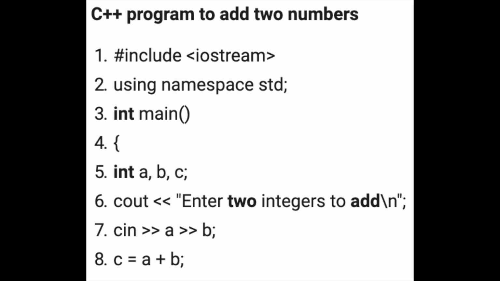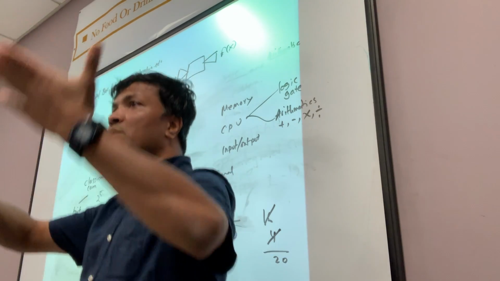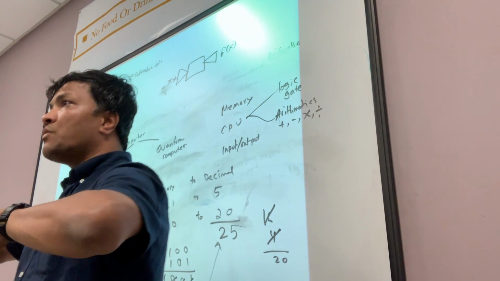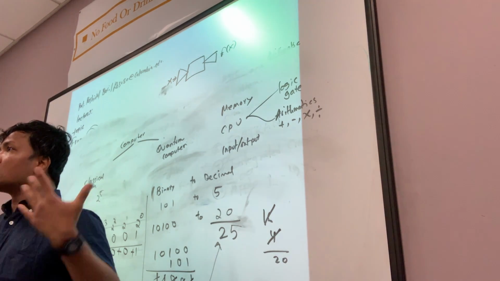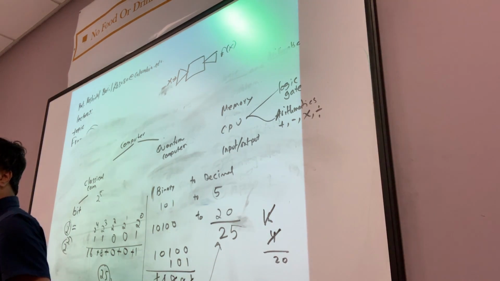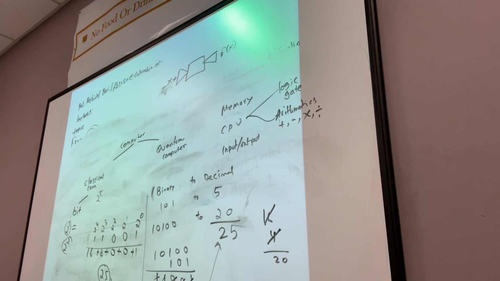And then the computer will do what? If we write the program in C++, 5 plus 20, then the compiler will do what? The compiler will convert it to binary, and then in machine language, so the machine understands that, and the machine gives you what?